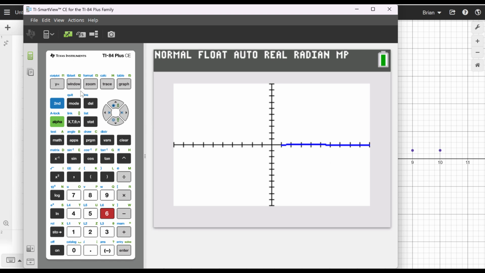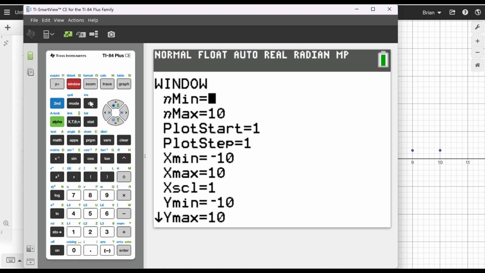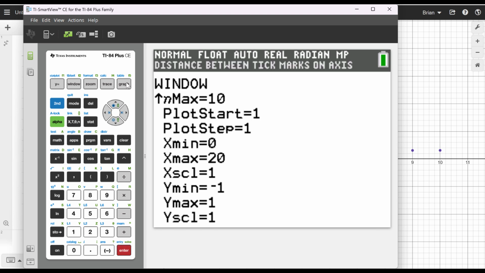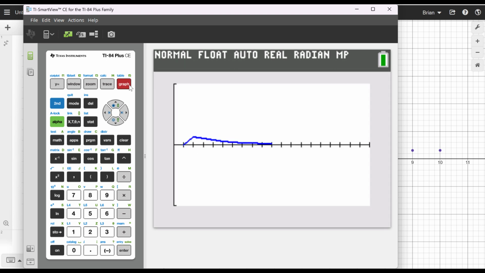Probably something to think about here is I can go to my window. Here's the values of n that it's going to plug in. I don't need to see anything to the left of the origin. That was kind of useless there. So we could adjust our x-min, x-max, and then we already know that those y values were pretty small, so we could probably just look between -1 to 1 in the y viewing window and then see the graph a little bit better.